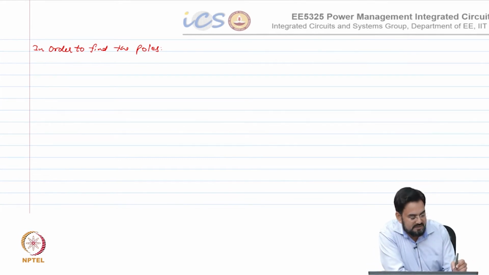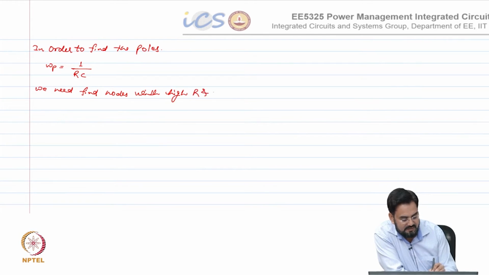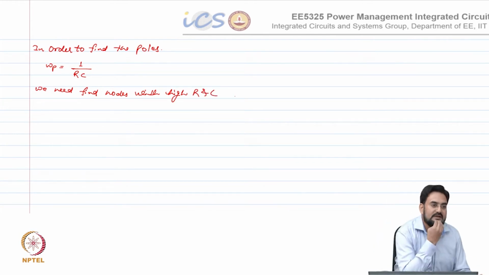So, we know the pole is one over RC, which means we need to find nodes with high R and C. Okay.